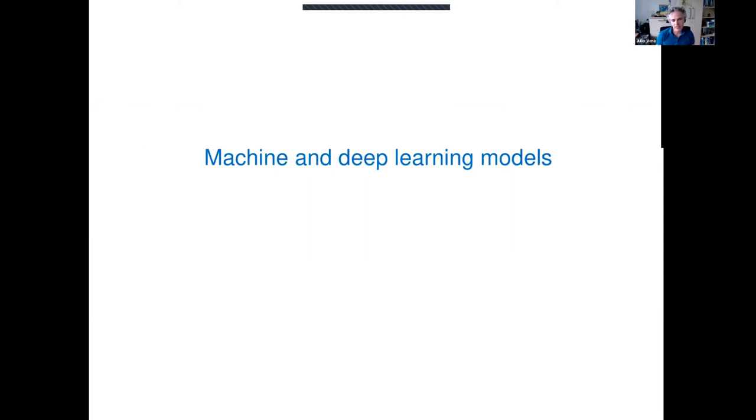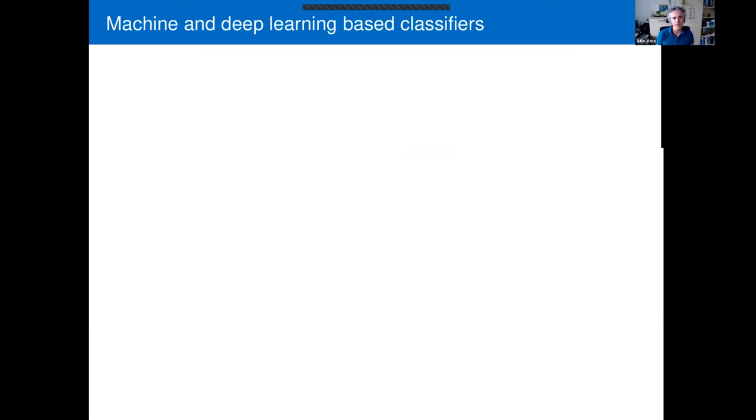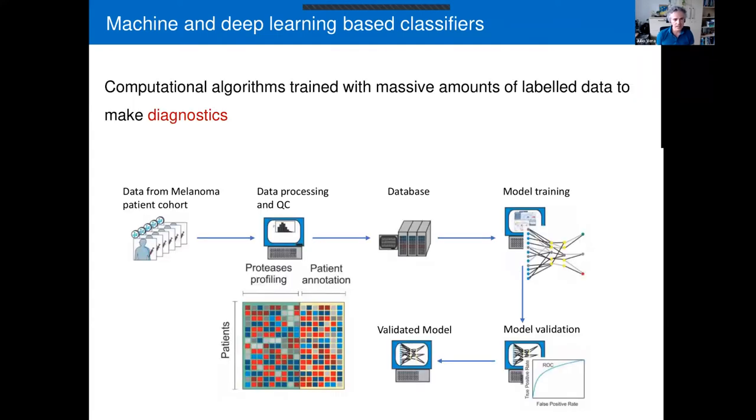On the one hand, we have what we call machine learning and deep learning based computational models. And these types of models are used nowadays for the classification of patients based on patient data. Here, the idea essentially is that with this type of algorithm, we can build computational models that can be trained with large amounts of so-called labeled data from patients. And these computational algorithms can be very good at improving the diagnostics of different types of cancer.